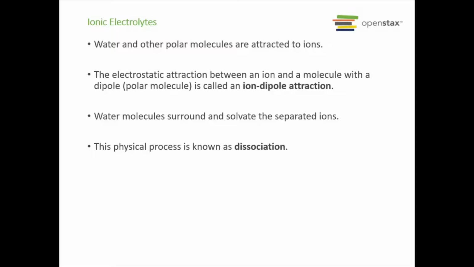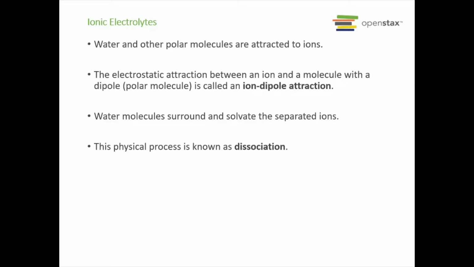So let's talk about ionic electrolytes. Water and polar molecules, because of that separation of charge, are attracted to ions. So we can have this electrostatic attraction between an ion and a molecule that has a dipole in it, a polar molecule, and this is called ion-dipole attraction. So you have this full charge attracted to a partial charge, or the partial charge attracted to the full charge. What happens is, for instance, with water, the water molecules are going to surround and solvate these separated ions. And we'll look at what that picture looks like on the next slide.